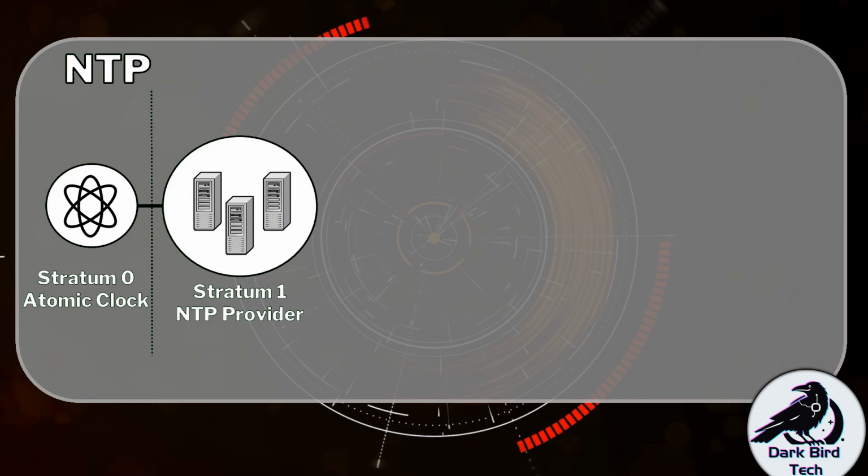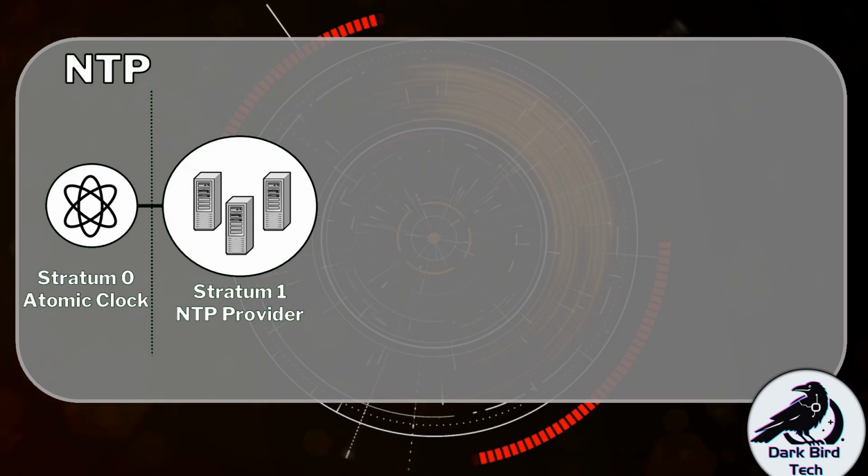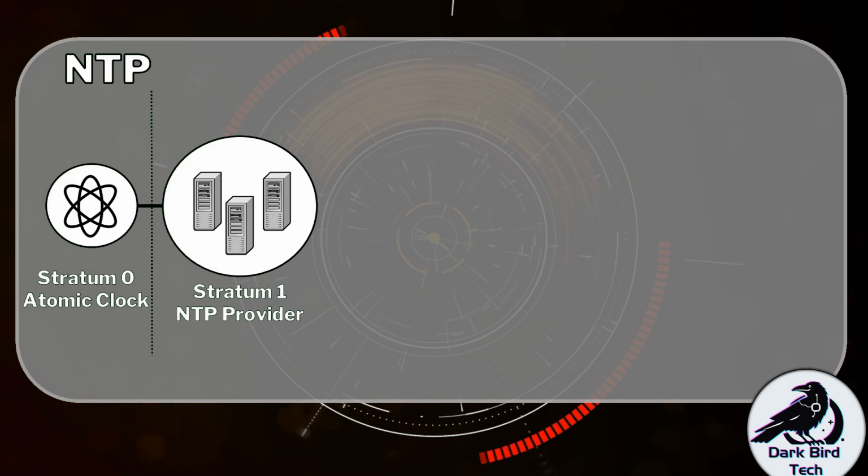usually have a server linked up to it called a Stratum 1 NTP provider server. And this server will be reading the time from the atomic clock and digitizing it and making it available via the network time protocol.